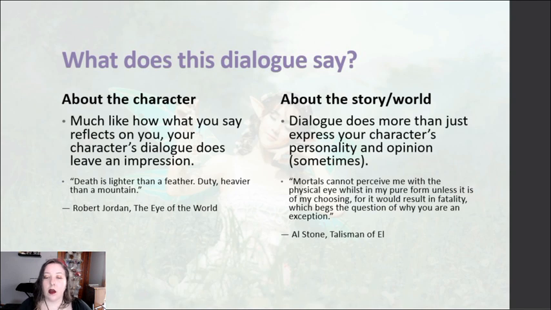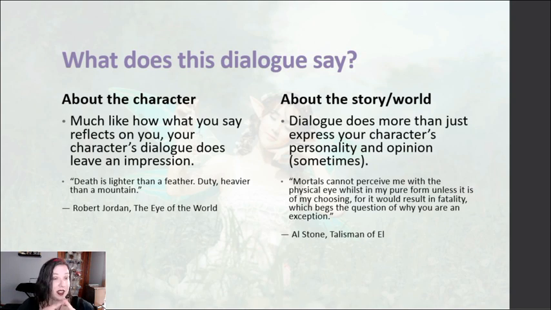And their opinions will always be at odds. That's how it is. The quote I chose here, though, is from Talisman of El, where it says, "Mortals cannot perceive me with the physical eye whilst in my pure form, unless it is of my choosing, for it would result in fatality, which begs the question of why you are an exception." So, this is obviously some kind of weird supernatural entity, which could explain the clunkiness of the dialogue. That's fair, because your supernatural entities tend to speak a bit fancy, and maybe less naturally than their mortal peers. It explains that mortals typically can't see them with the physical eye unless they choose to, that they are in their pure form at the moment, and have not chosen to be seen.